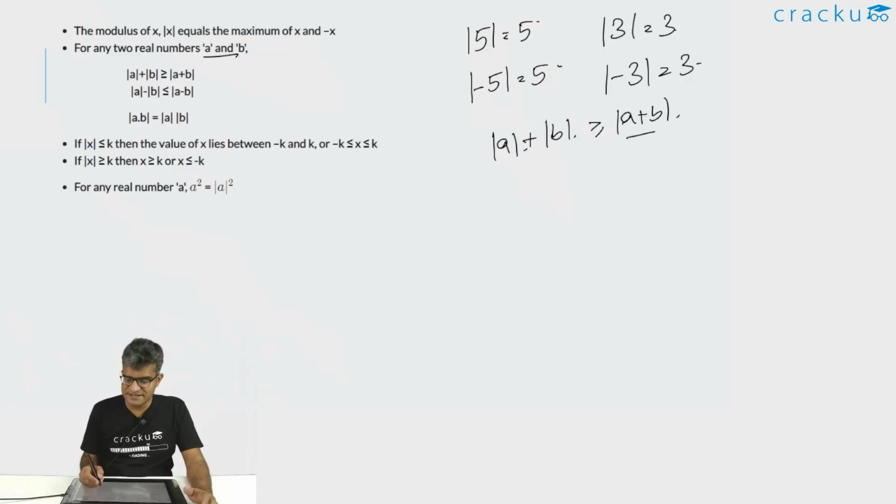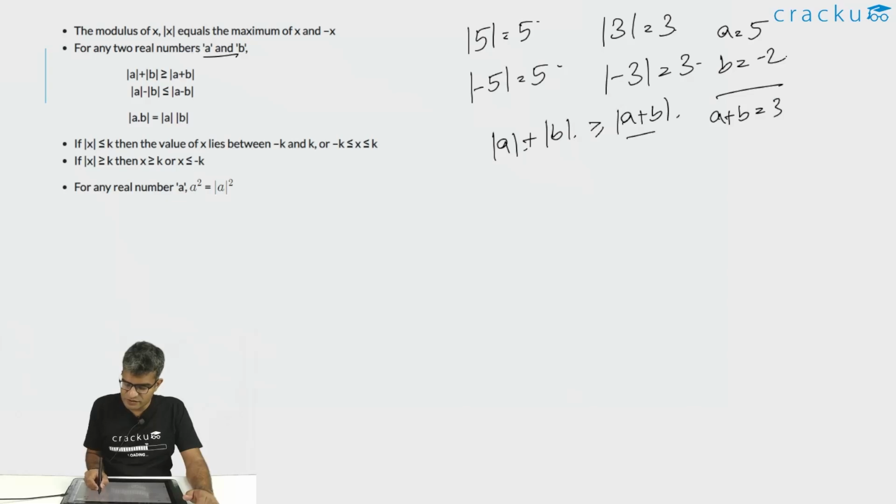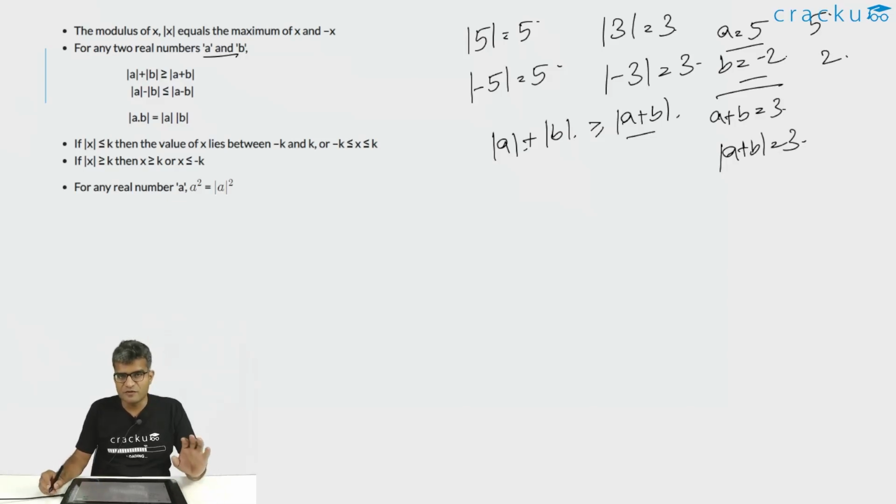To understand this, let us assume that A is equal to 5 and B is equal to minus 2. That is, one of them is negative and the other one is positive. Then the value of A plus B is equal to 3. And the value of modulus of A plus B is equal to 3. But the value of modulus of A is 5. The value of modulus of B is 2. And the sum of modulus of A plus modulus of B will be 7, which is greater than 3. So modulus of A plus modulus of B is always greater than or equal to modulus of A plus B.